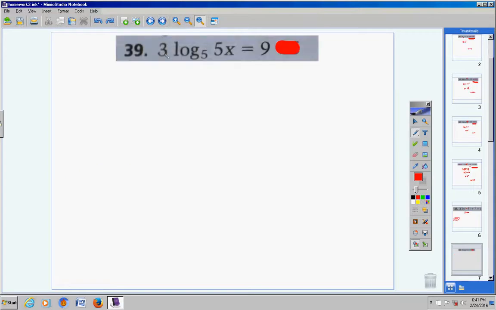Number 39. Alright, step 1, we're going to isolate the logarithm. Now here's the actual logarithm, the word. Here's the argument. We have to get rid of this 3 right here. So we're going to divide both sides by 3. And we're left with the logarithm base 5 of 5x equals 3. Step 2, write exponentially. So now I would have 5x equals 5 to the 3rd power.